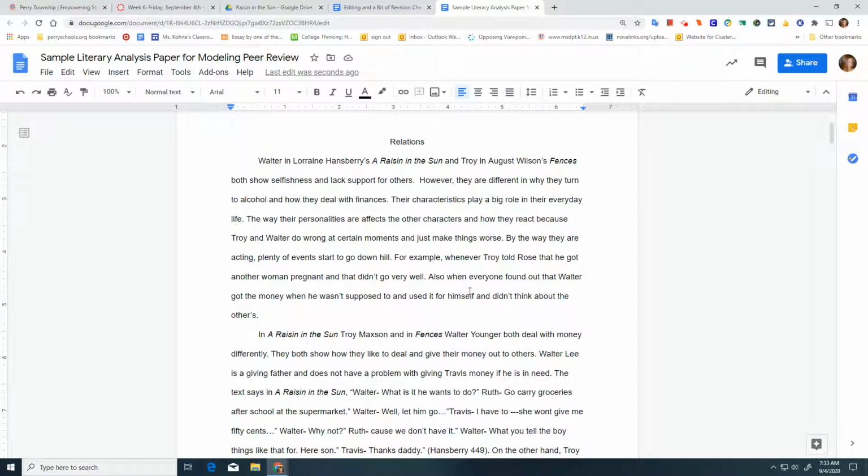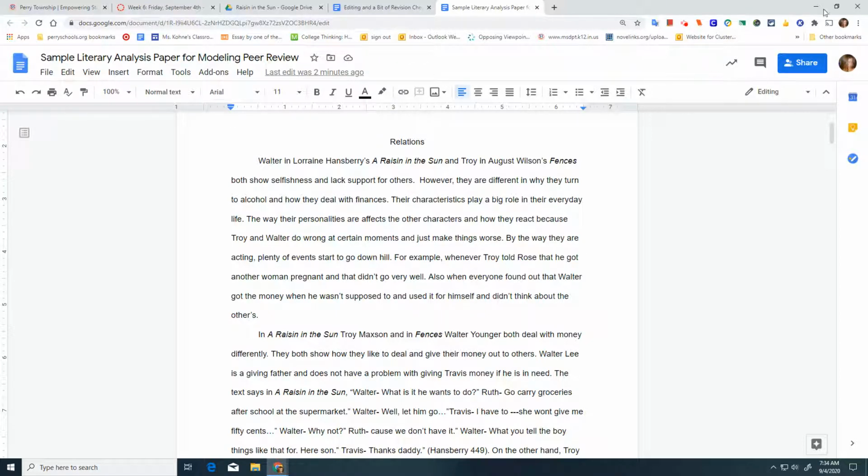By the way they are acting, plenty of events start to go downhill. For example, whenever Troy told Rose that he got another woman pregnant, and that didn't go very well. Also, when everyone found out that Walter got the money when he wasn't supposed to and used it for himself and didn't think about the others.